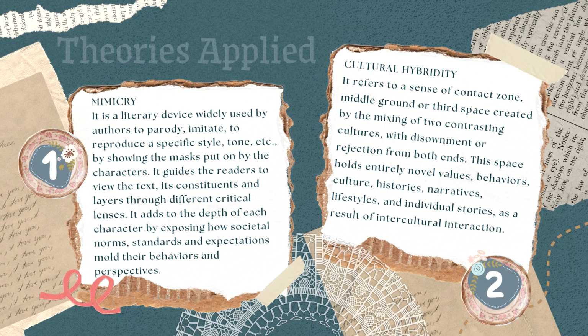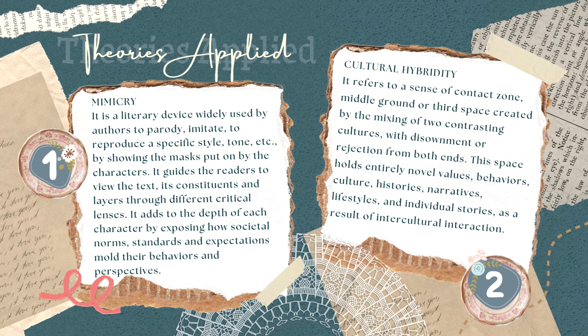So, the two main theories that have been applied to the story to understand the text and the relevance of the characters and to really give a backbone to the entire novel. The theories used here include mimicry and cultural hybridity. Mimicry is a literary device widely used by authors to parody, imitate, to reproduce a specific style, tone, etc., by showing the masks put on by the characters. It guides the readers to view the text, its constituents, and layers through different critical lenses.